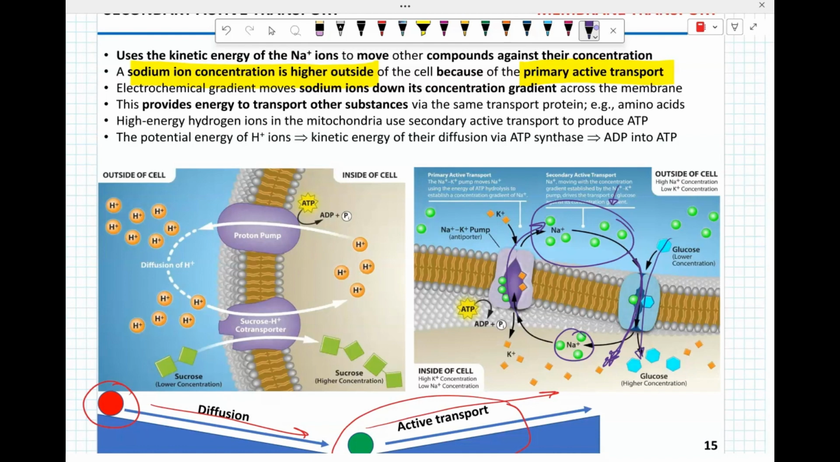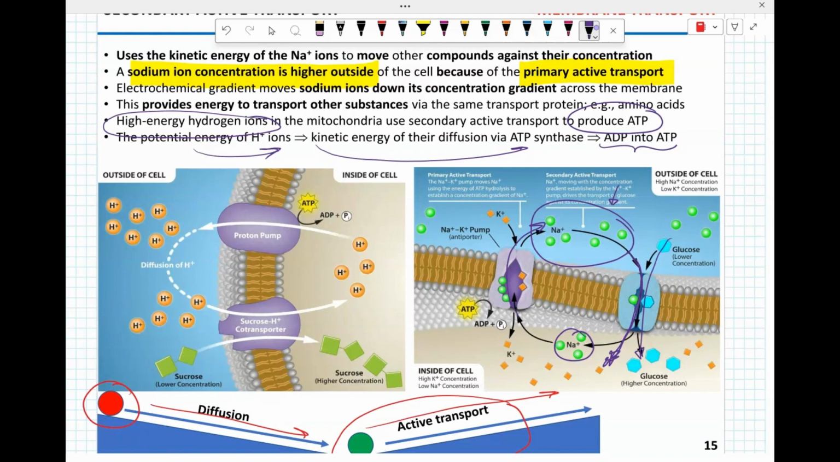Another possible use for the energy of diffusion is the use of high energy ions in the mitochondria to generate ATP. The potential energy of the gradient of hydrogen ions is converted into the kinetic energy of the diffusion when they cross the membrane using ATP synthase. ATP synthase utilizes that energy to synthesize ATP from ADP and inorganic phosphate.